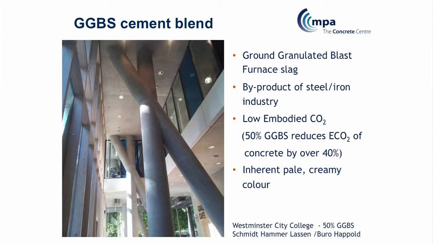But as designers, we can actually improve the embodied CO2 of our concrete even further by specifying particular types of blends, which is what I referred to. So ground granulated blast furnace slag is a byproduct of the steel iron industry. It's very low in embodied CO2, as I showed before. And in fact, if you use a blend, say 50% mix, by replacing 50% of your ordinary cement with GGBS, you'd be reducing your embodied CO2 of the concrete by over 40%, just by that simple move.